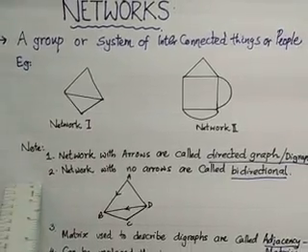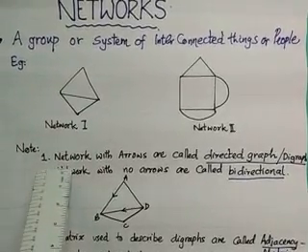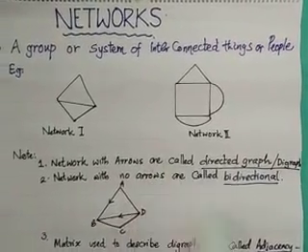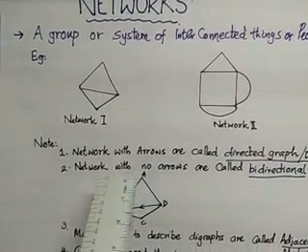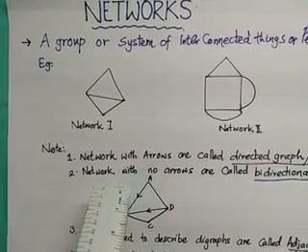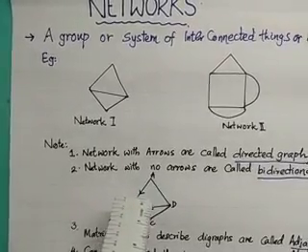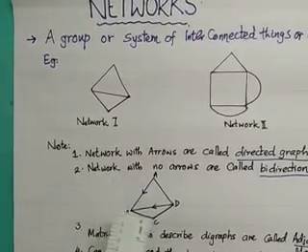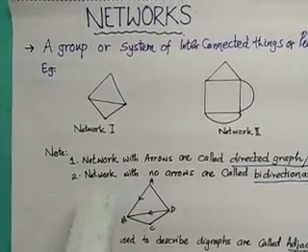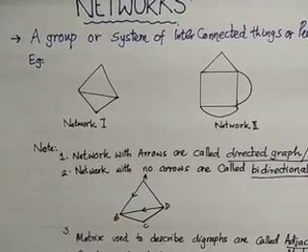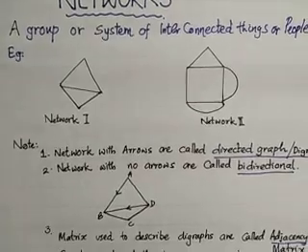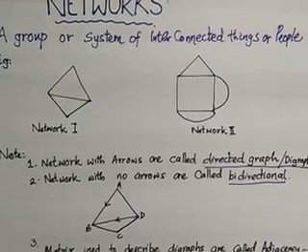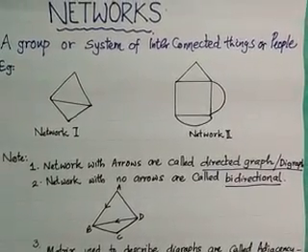Now I have some notes here. Listen, networks with arrows are called directed graphs. Here you can see in this network some arrows. That is why this network is called a directed graph, because there is a direction. That's why this one is an example of a directed graph. A directed graph is also called a digraph.